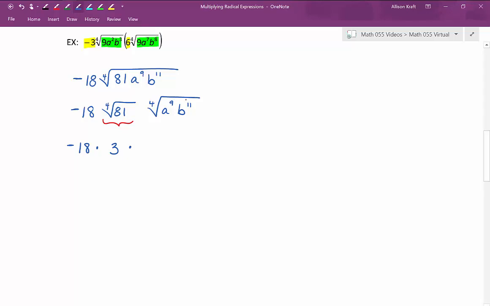4 goes into 9 2 times, so that's a to the second on the outside. We're going to have a remainder of 1, so that's a to the first underneath. 4 goes into 11 2 times, that's b squared on the outside. We have a remainder of 3, b to the third goes underneath. And now we just want to clean up this outside part. Let's multiply -18 times 3, get -54 a squared b squared times the fourth root of ab to the third.